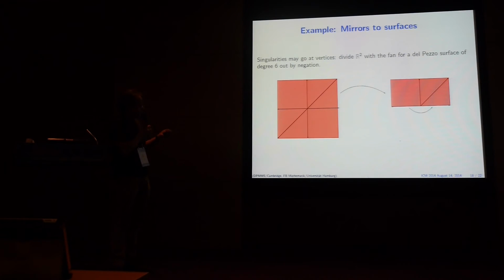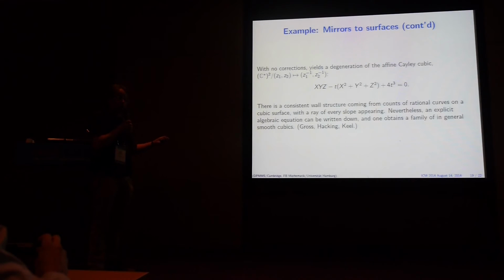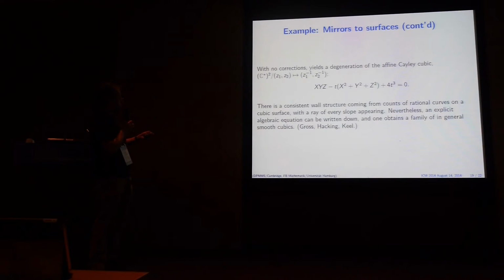So there are several things you can do with this particular example. So you could go through our construction without any wall structure. And it turns out it works in this case. If you have no corrections, no wall structure to modify the gluing, you actually get a degeneration of what's known as the affine Cayley cubic, which can be described as just taking the algebraic torus and dividing out by essentially negation in the torus, right? Inverting the coordinates. And the equation of the family we get is this. For any t not equal to 0, this is a famous cubic written down by Cayley, which has 4 ordinary double points.